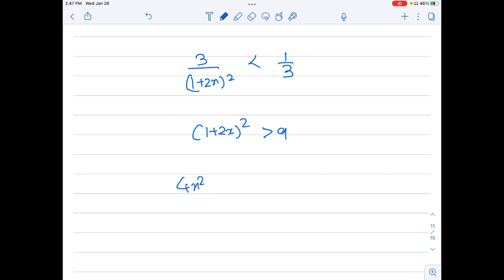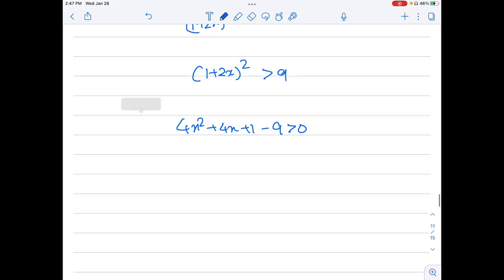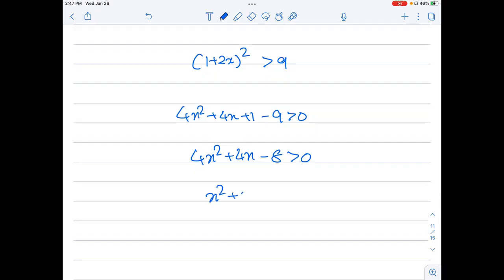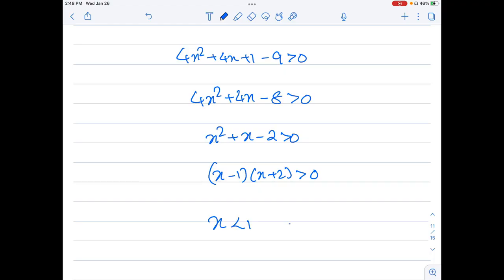So 4x square plus 4x plus 1 minus 9 is greater than 0. So I get 4x square plus 4x minus 8 is greater than 0. So x square plus x minus 2 is greater than 0. So it becomes x minus 1 times x plus 2 is greater than 0. So x is less than minus 2 or x is greater than 1, greater than the greater root and lesser than the lesser root. That's going to be the answer.